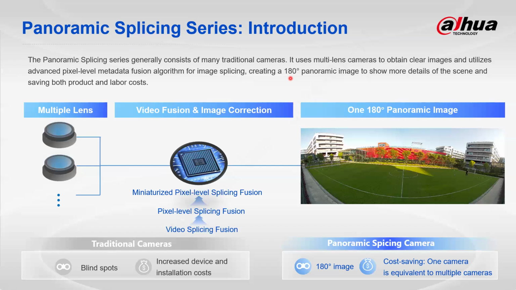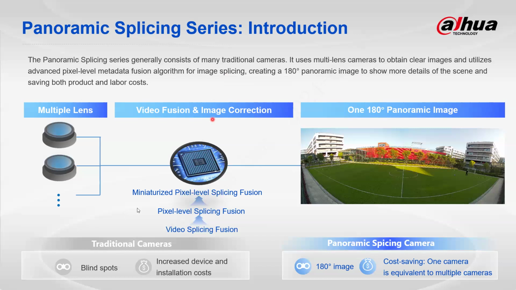So in this case, you can see here you're going to save a lot, because the two lenses in this particular camera are being compared to two traditional cameras separate. The technology behind this is that we're going to have multiple lenses, the left and the right one. Then again, we're going to use this video fusion and the image correction technology just to ensure that the image is brought to its natural positioning.